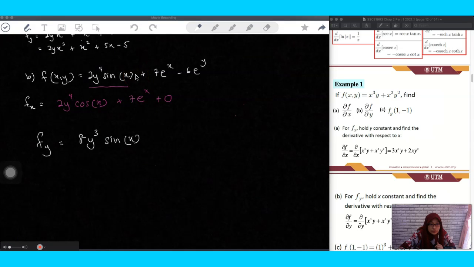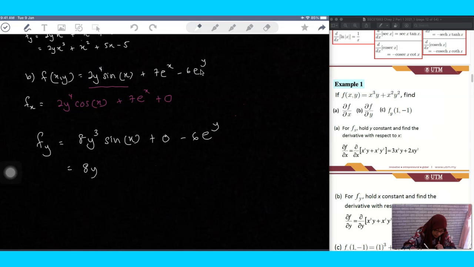Now we look at the second term. We want to differentiate the expression 7e^x with respect to y. Can you see the y here? No, meaning that these are all constants, so when you differentiate with respect to y, it is 0. Now we look at the third. You can only see the y. What happens if you differentiate e^y? You will get the e^y back. So you will have negative 6e^y. So your answer is 8y cubed sin x minus 6e^y.